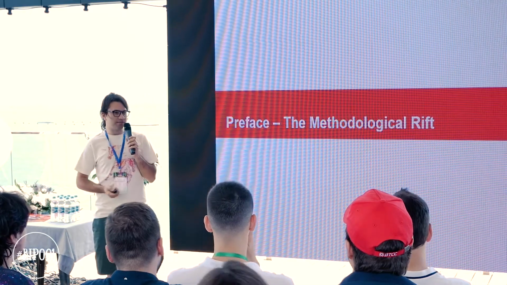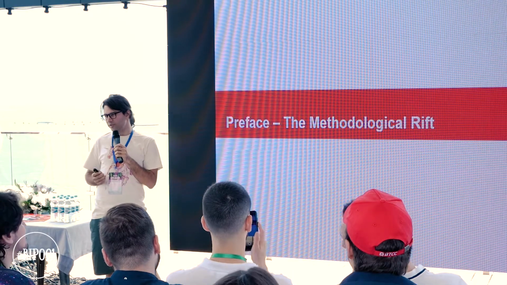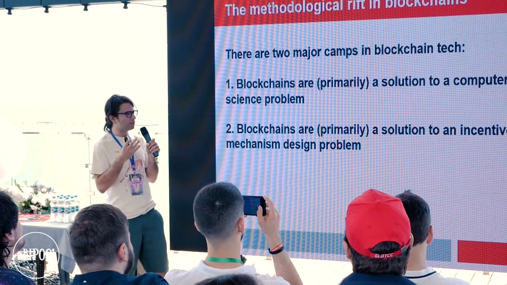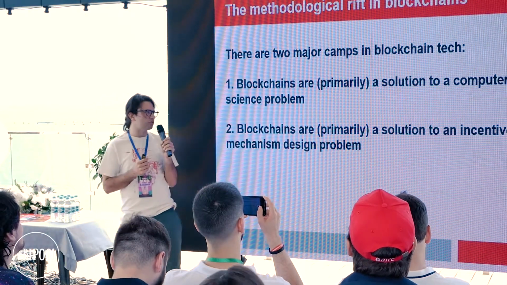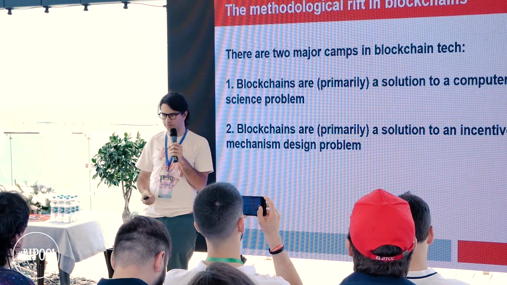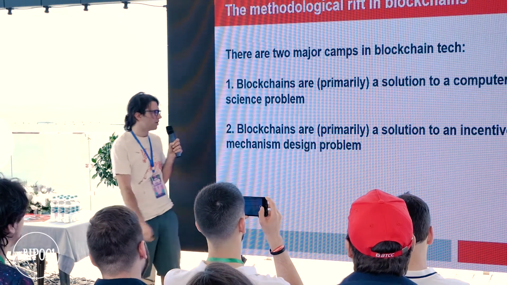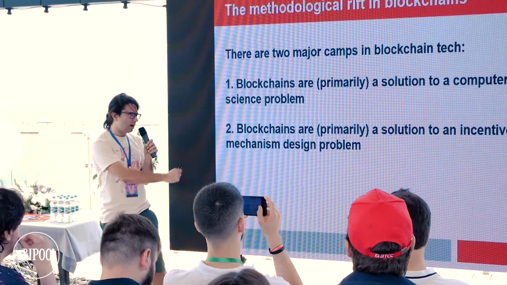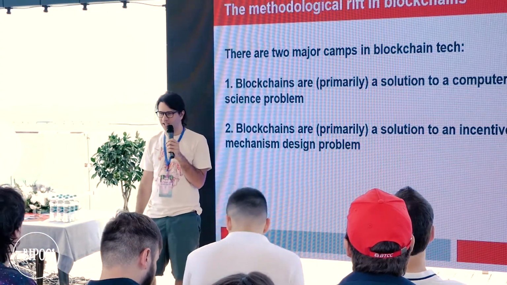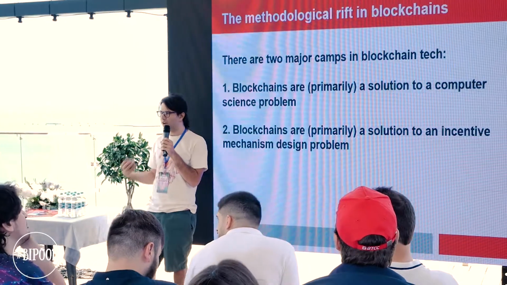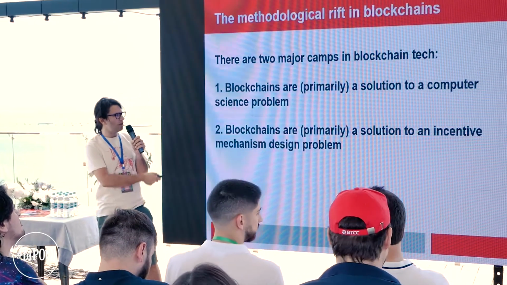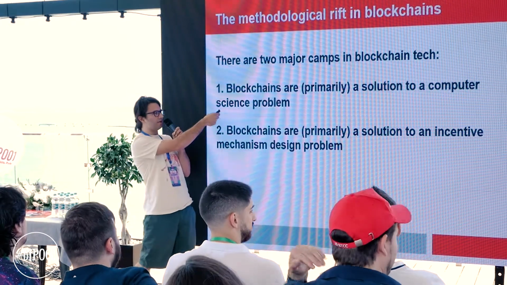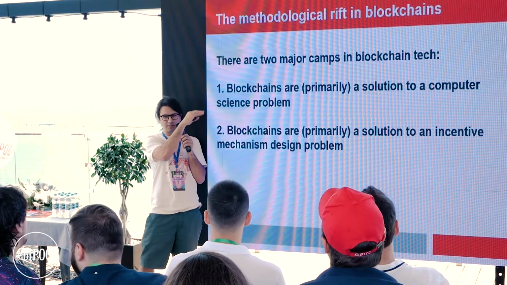So let's get started. There is a methodological rift in the cryptocurrency community. There are two camps. A lot of people believe that blockchains are primarily a solution to a computer science problem, like a distributed systems problem, like a consensus, Byzantine fault tolerance problem. And then there are some of us, fewer, who believe that it is fundamentally and primarily a mechanism design problem, a problem of designing incentives, aligning incentives, and dealing with difficult incentive questions, only applied to a distributed systems setting. This camp applies economics to a distributed systems problem.